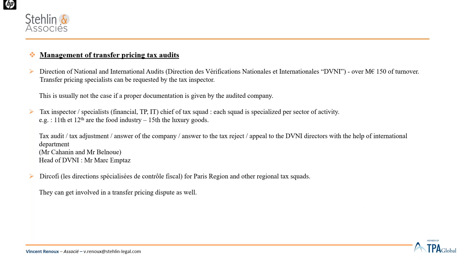So this is what I call management of transfer pricing tax audits. A little description on the way it works on the administrative side. I think it's important to know how they are organized on the other side. So you have usually for multinational groups, the DVNI, this is the tax audit squads that are auditing multinational companies. They will have jurisdiction over a taxpayer in France when there is in France over 150 million turnover. Again, this is a turnover in France, not on a consolidated basis.